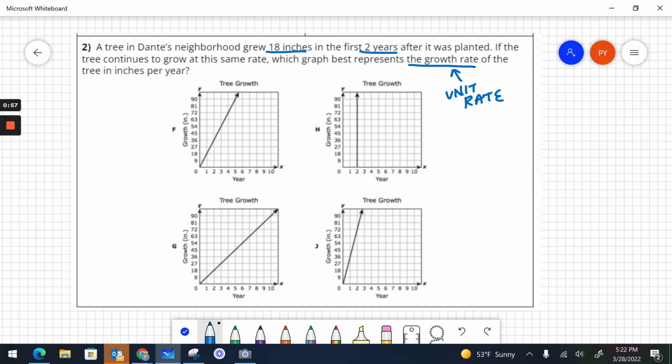Let's look at the information we have. We know it grows 18 inches every 2 years. So we can use division to figure out how much for 1. So do that here on the right. 18 inches every 2 years. So 18 inches divided by 2 years equals, and then if you do 18 divided by 2, you would get 9 inches per year.